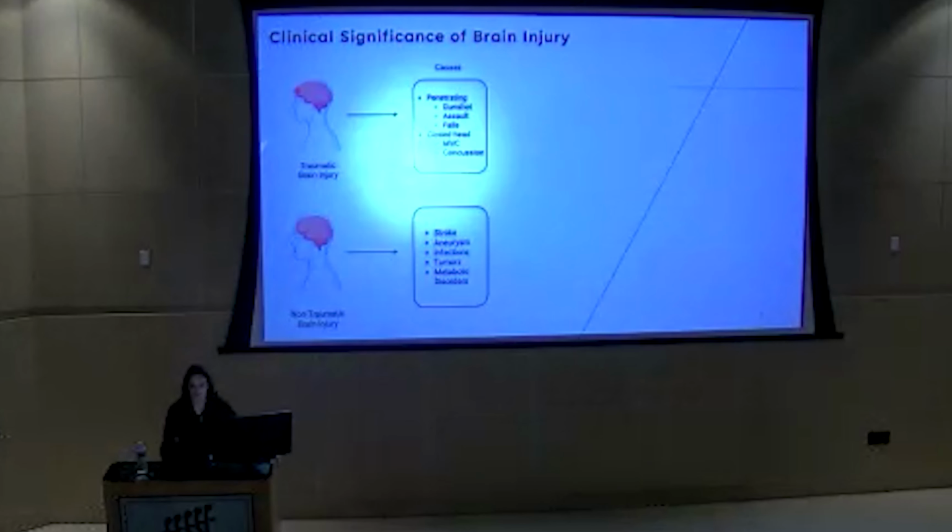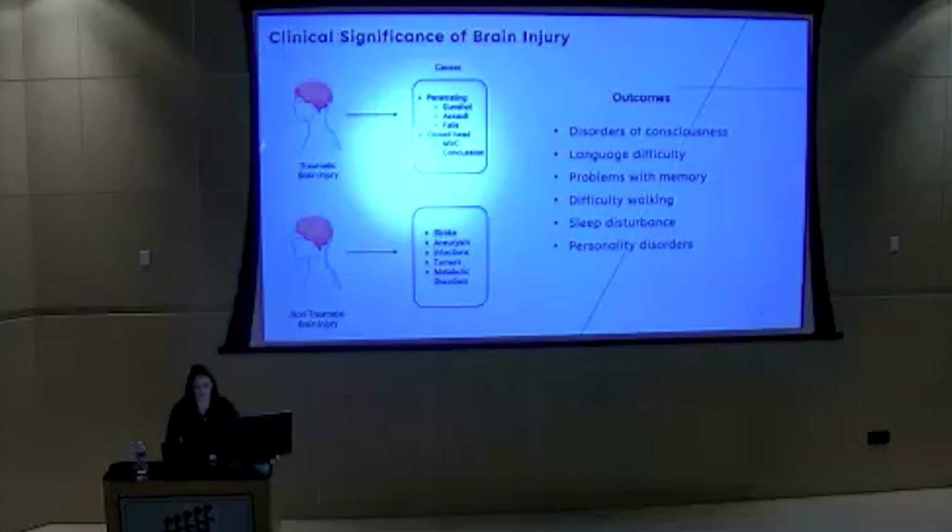Regardless of the cause, over 50 million individuals suffer from brain injury every year, and it's well established that there's high mortality and morbidity in these patients. Some of the chronic outcomes are disorders of consciousness, such as coma, language difficulty, problems with memory, difficulty walking, sleep disturbance, and personality disorders. So this is a source of productivity loss and disability worldwide.